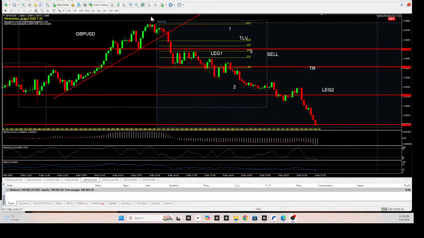Okay, right here there was an uptrend, and right at this point there was a trend line violation, and 1, 2, 3 bars down and a trading range formed. Then it broke out of that trading range and went down into leg 2. This was about a 40 pip move.